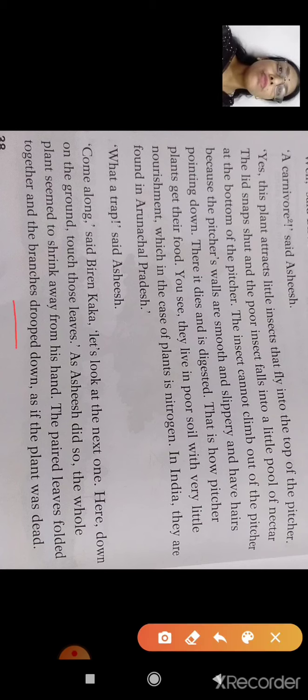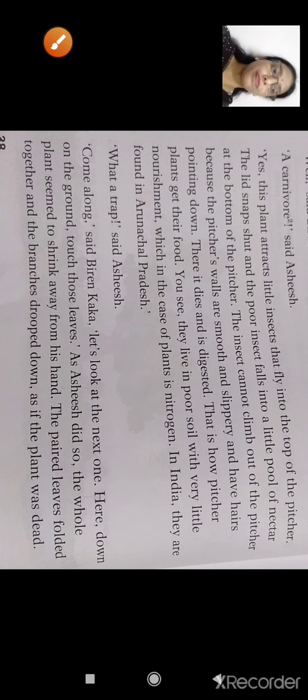What is the meaning of drooped? To bend down. Okay? As if the plant was dead. As if, which means actually the plant was not dead, but it was looking as though the plant is dead. The leaves folded and the plant bent down. So in that case, what will we feel? That my God, I think this plant is dead. But that was not the case.